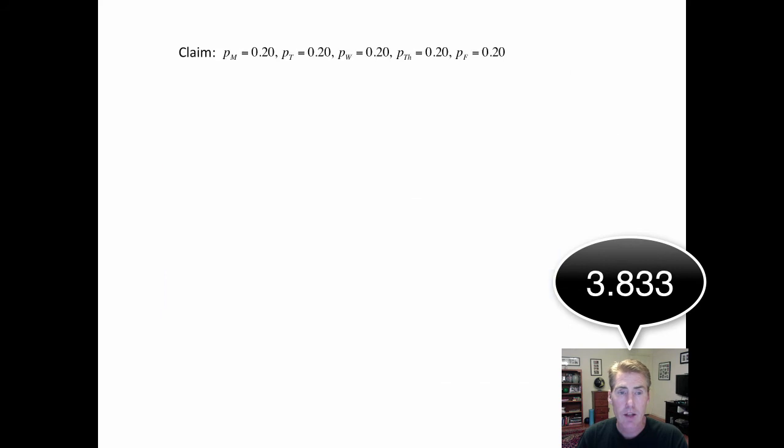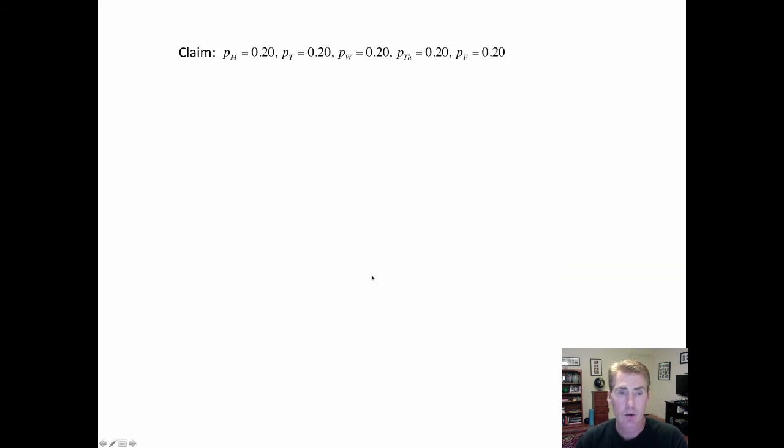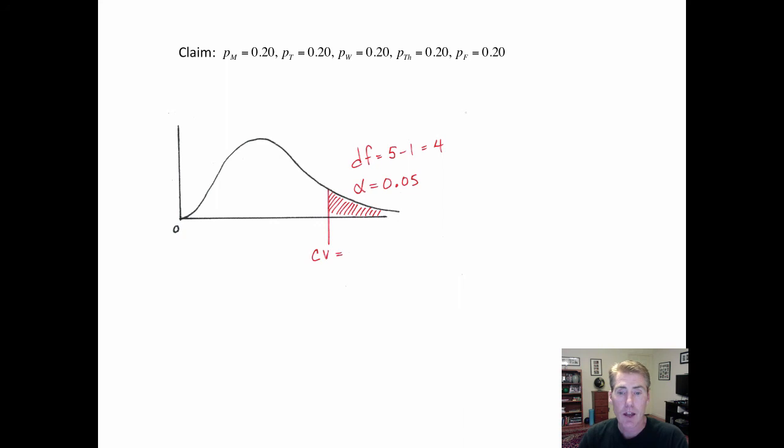Okay, the claim would look like this. I put it as, here's Monday, 20%, Tuesday, 20%, Wednesday, 20%, etc. You don't have to write down H0 and H1 and all that, you just write down the claim. Since chi-squared can't be negative, it starts at 0. It's a skewed distribution. And like I said, it's a right tail only, so alpha equals 0.05 goes in the right tail. Degrees of freedom is k minus 1, so that's going to be 4.